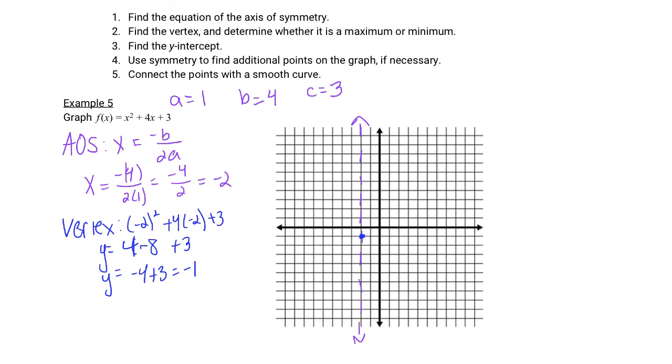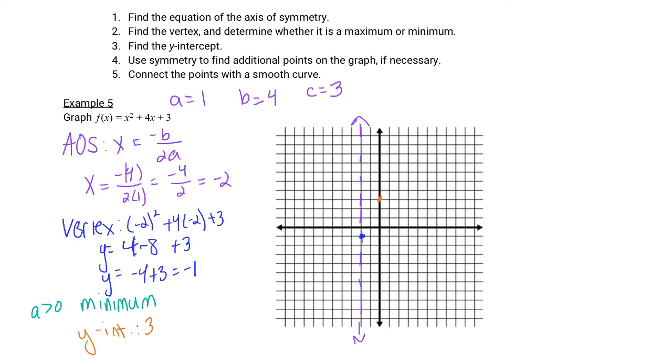That means our vertex is on the axis of symmetry down 1. So right there. Then we want to know if it's a maximum or a minimum. Well, A is greater than 0. So that means our parabola is going to open in a positive direction. A is positive, parabola opens positive. So our vertex is a minimum. Find the y-intercept. That's going to be C, which is 3 in this case. 1, 2, 3. Points are coming together little by little.